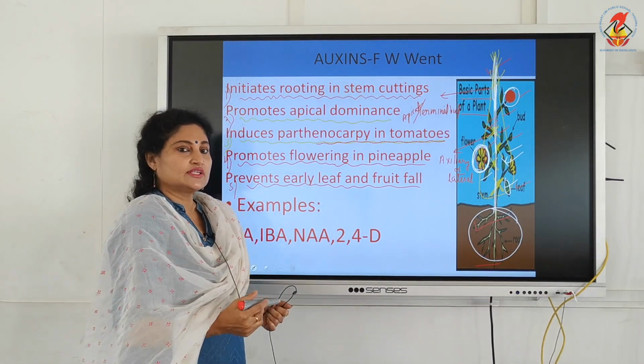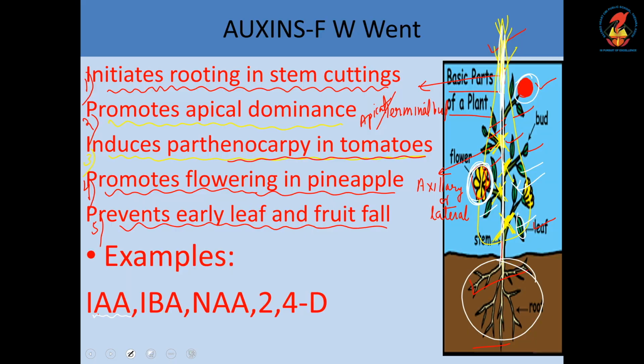Next, moving on to the different types of auxins. They are IAA, IBA, NAA and 2,4-D. IAA stands for indole acetic acid. IBA stands for indole butyric acid. NAA stands for naphthalene acetic acid. 2,4-dichlorophenoxyacetic acid is 2,4-D. Of these, the first two, IAA and IBA, are natural auxins, and the remaining two, NAA and 2,4-D, are synthetic or artificially made auxins.